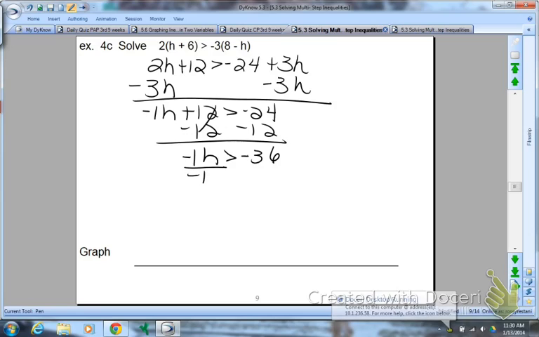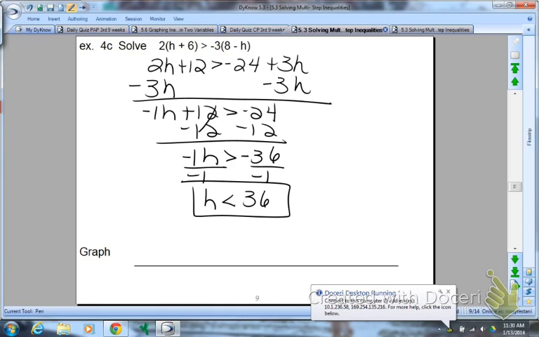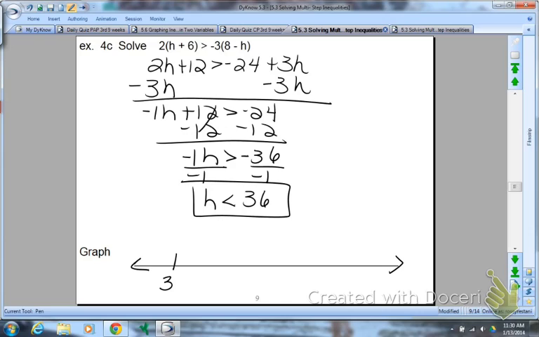Divide by -1. Because I divided by a negative, I flip it. And it's a positive 36. So that is your final answer. Is that what y'all got? Okay. And then to graph it, open circle at 36 and it goes to the left.